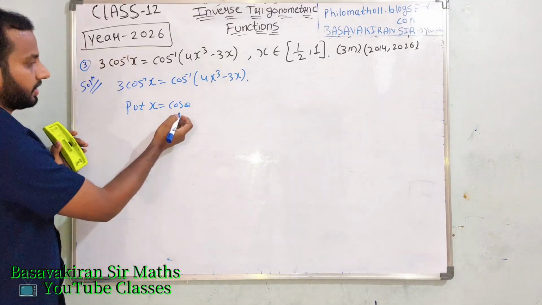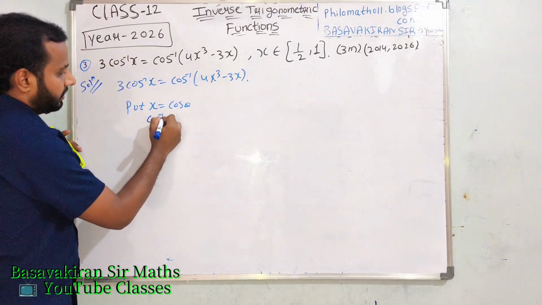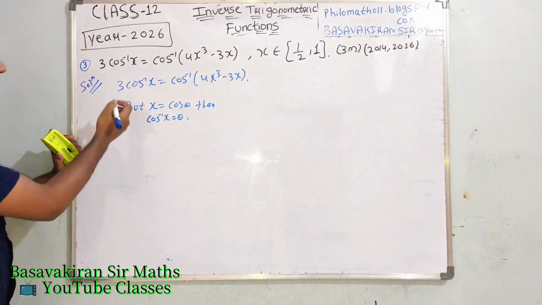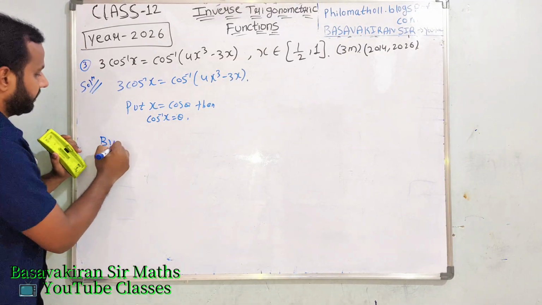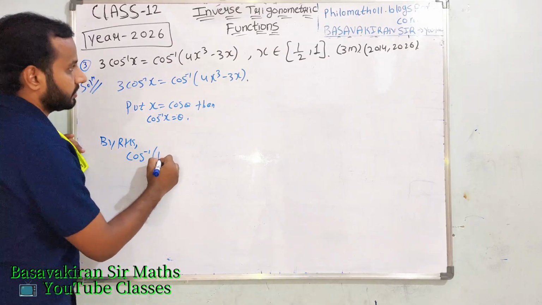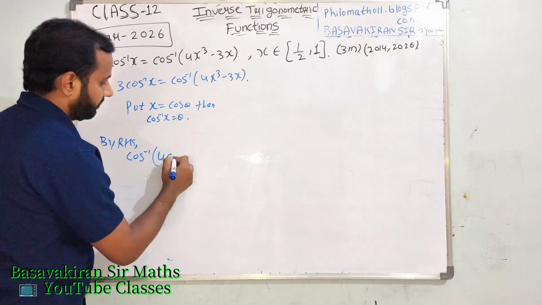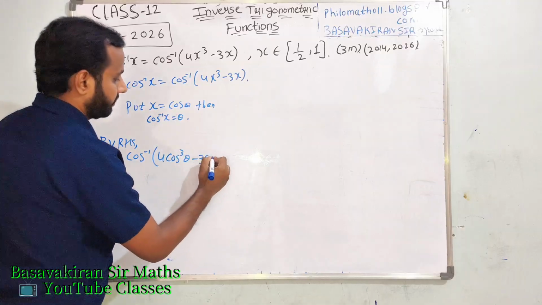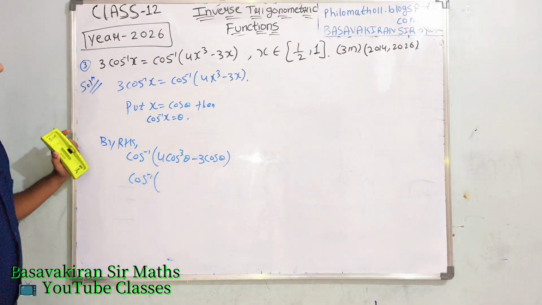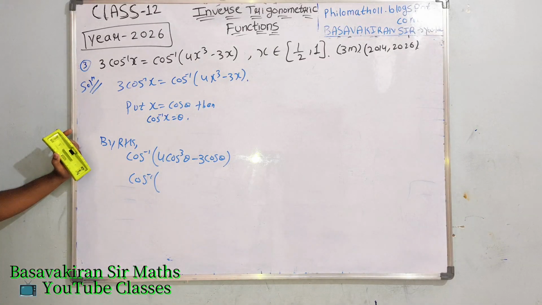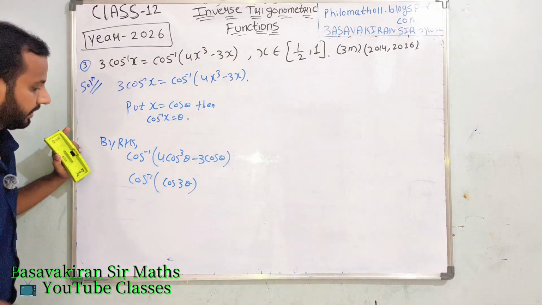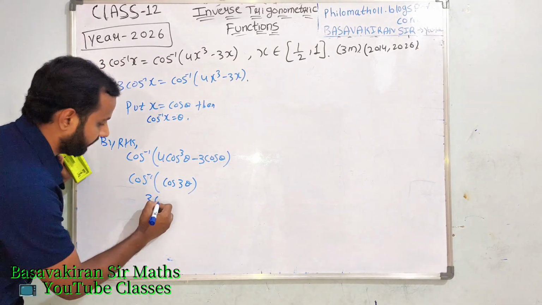If x is cos theta, then reverse it. Cos inverse of x will be theta. Let us substitute in the RHS. Cos inverse of 4 cos cube theta minus 3 cos theta, substituting cos theta in place of x. What is 4 cos cube theta minus 3 cos theta? That is cos 3 theta. Cos and cos inverse get cancelled, left with 3 theta.